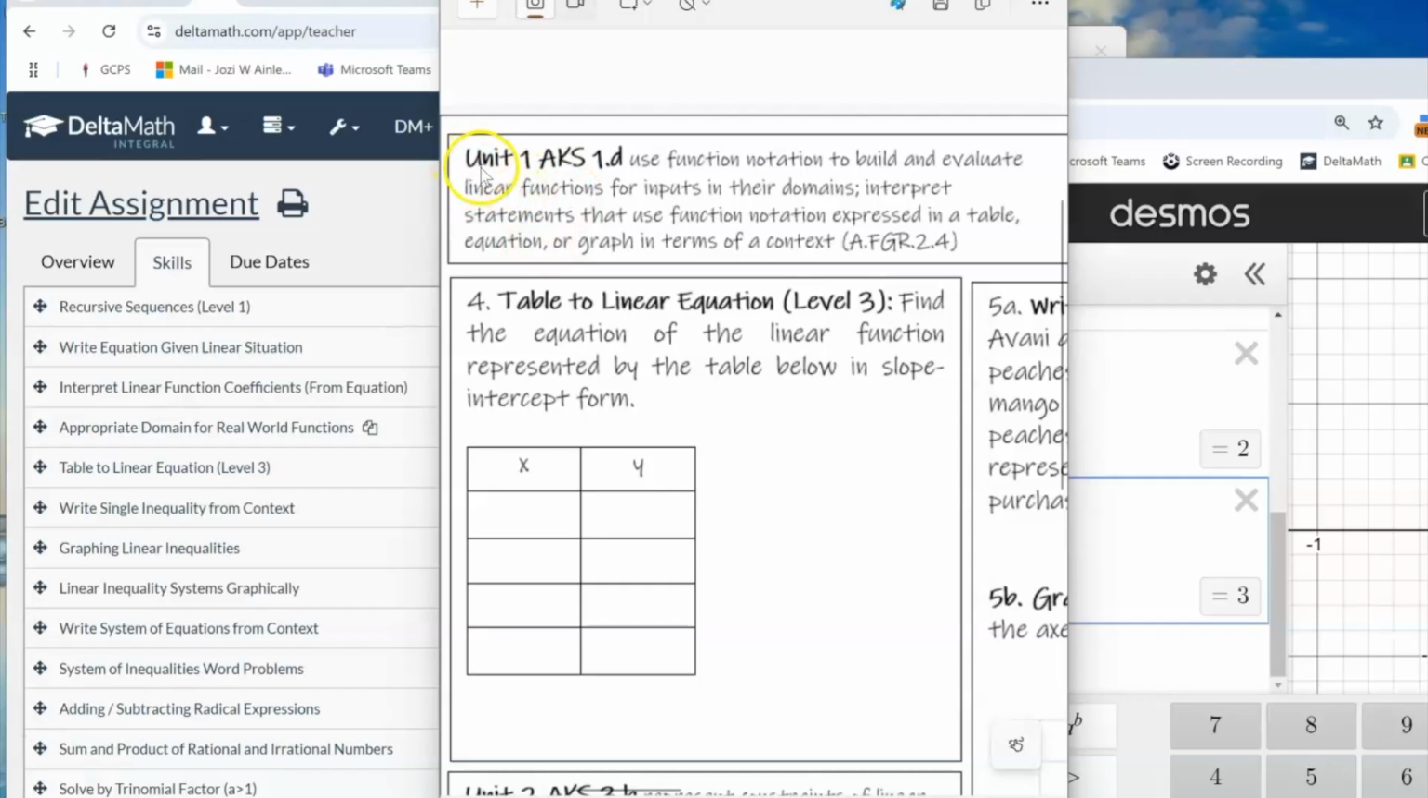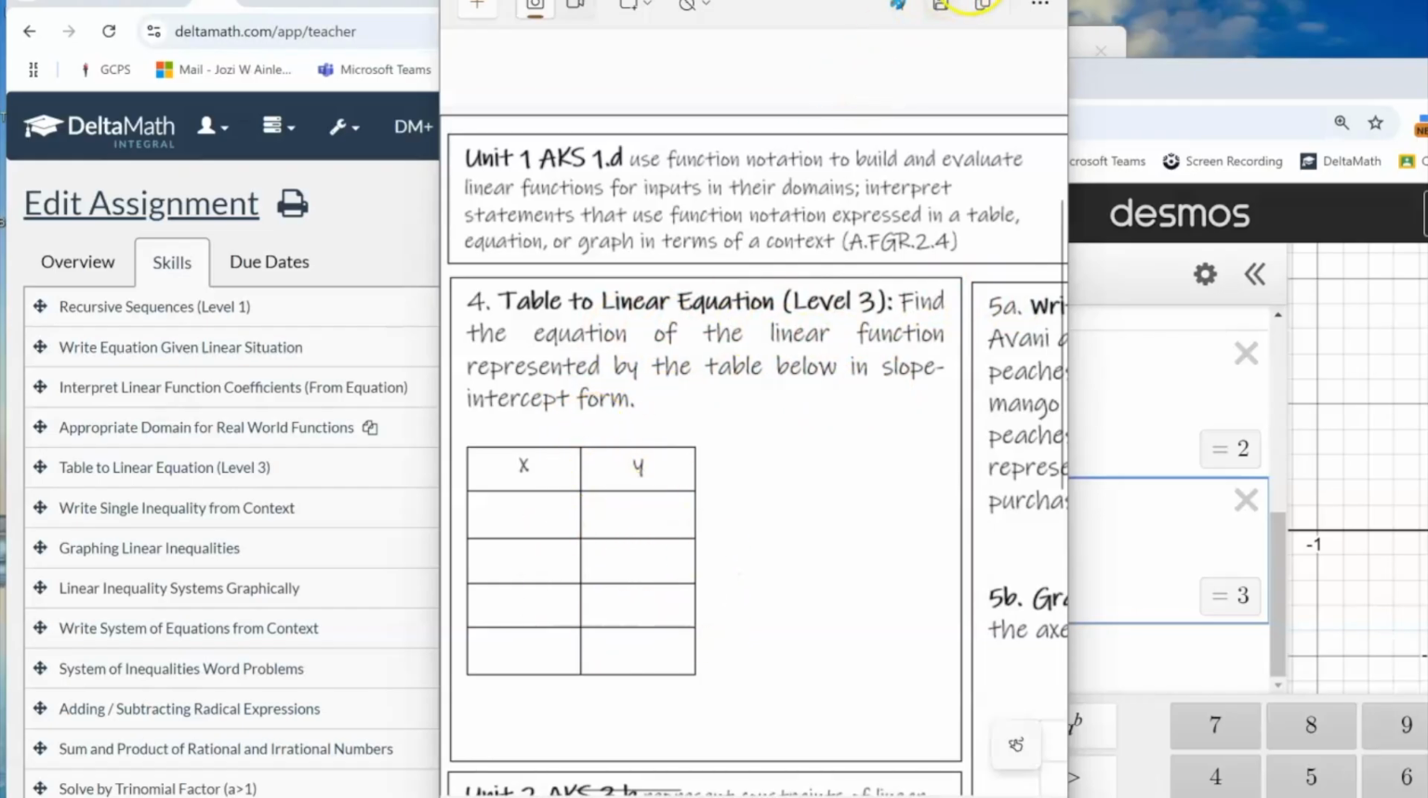Let's practice. All right, guys, we're going to take a look at Unit 1, AKS 1D. Use function notation to build and evaluate linear functions for inputs in their domains. Interpret statements that use function notation expressing a table, equation, or graph in terms of context. We're going to take a look at a table. So this is table to linear function. Find the equation of the linear function represented by the table below in slope-intercept form.